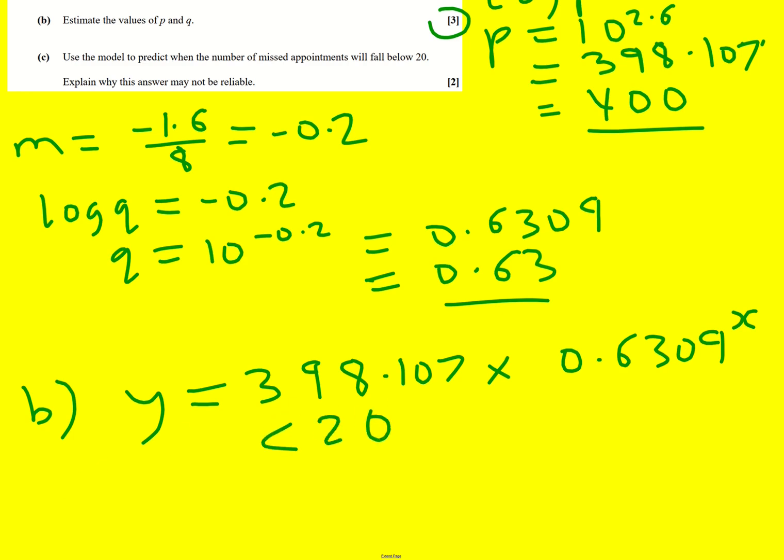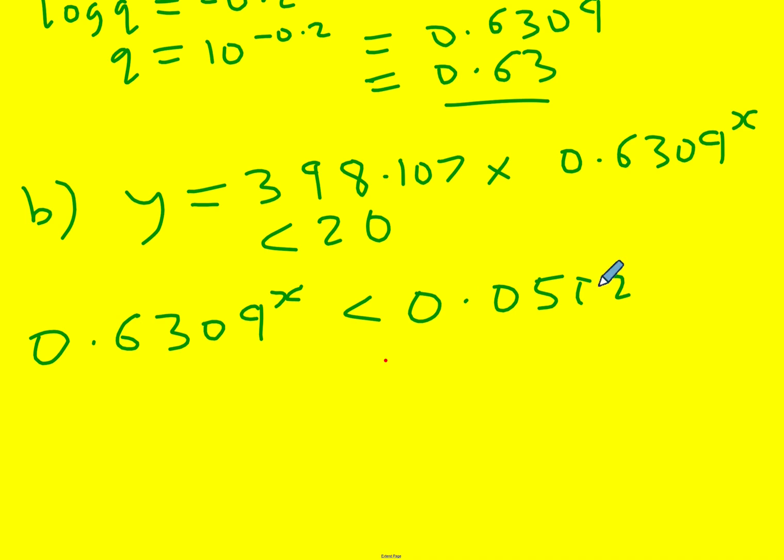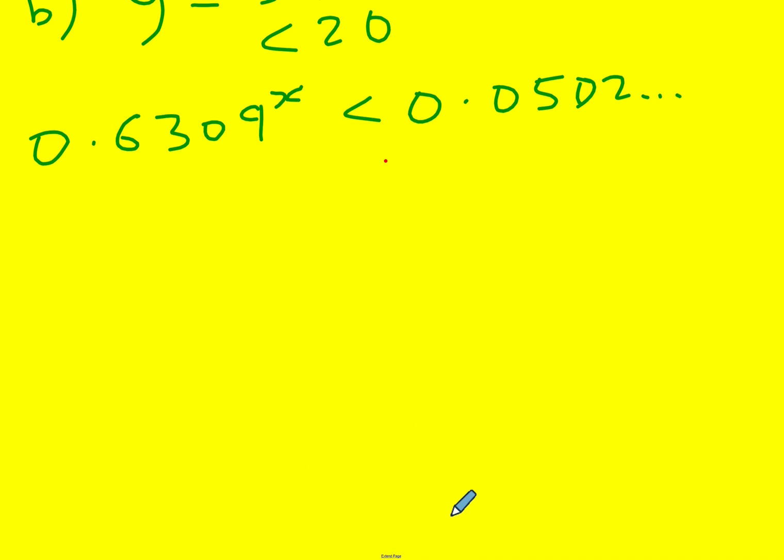We're interested in where it's less than 20. I could write the full thing out again, but I'm not going to. So it's going to be when 0.6309 to the x is less than, and then I need to do a division, 0.0502. I think you can get in some difficulty now. I think I'll talk about two things we could do.